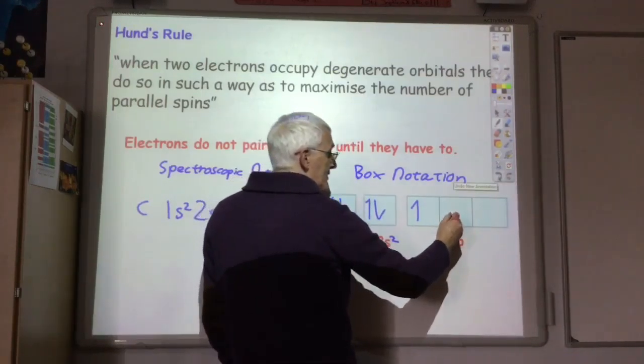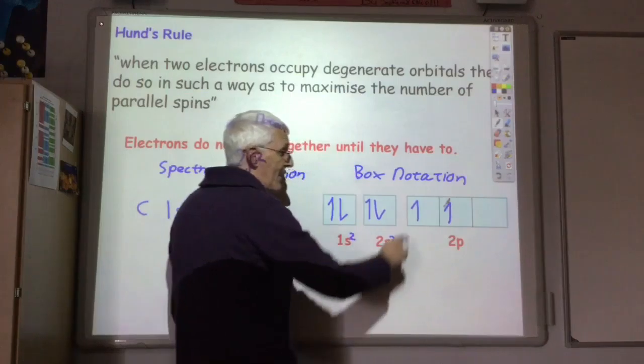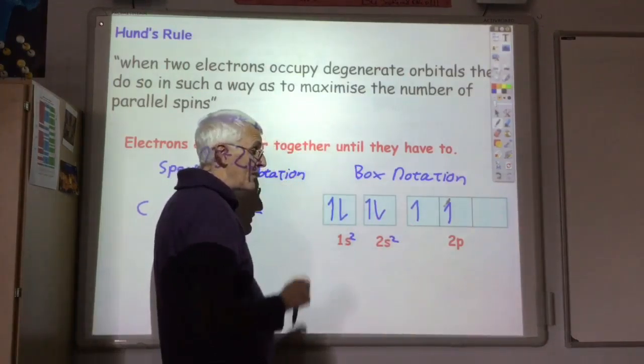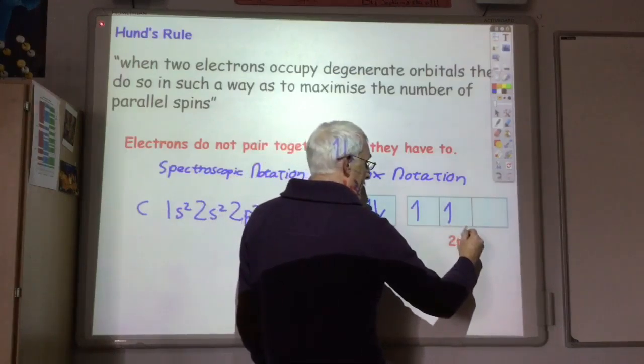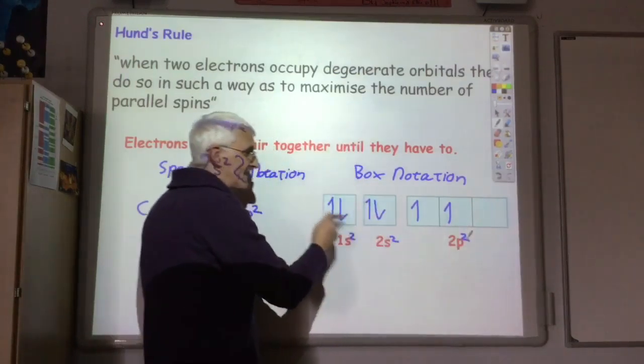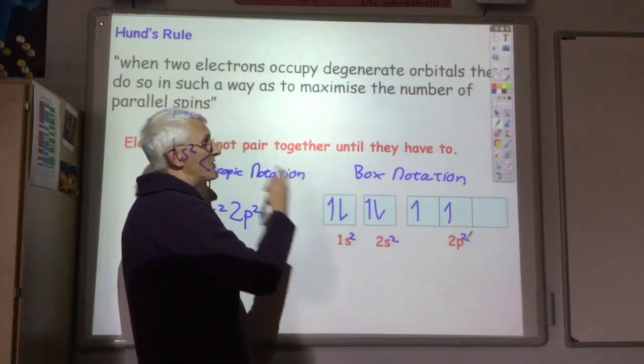So it goes into one of the empty orbitals and spins in the same direction as the electron that's already occupying one of the p orbitals. So this box notation just gives you a slightly better description of what's happening with regards to Hund's rule.